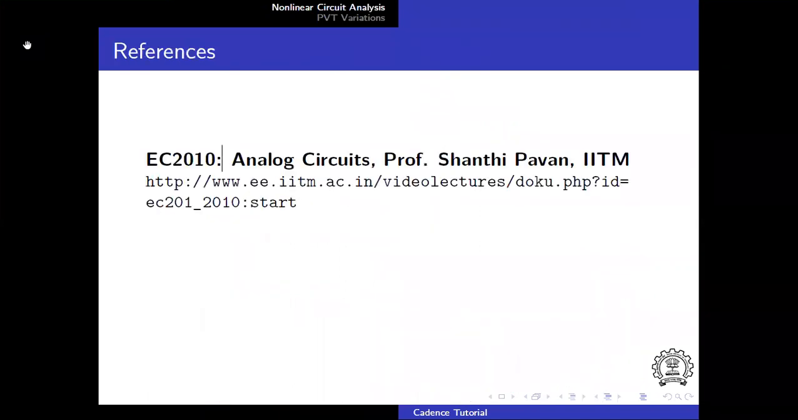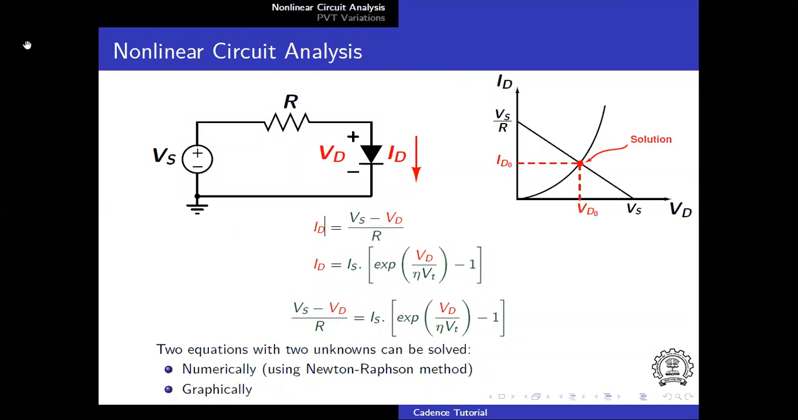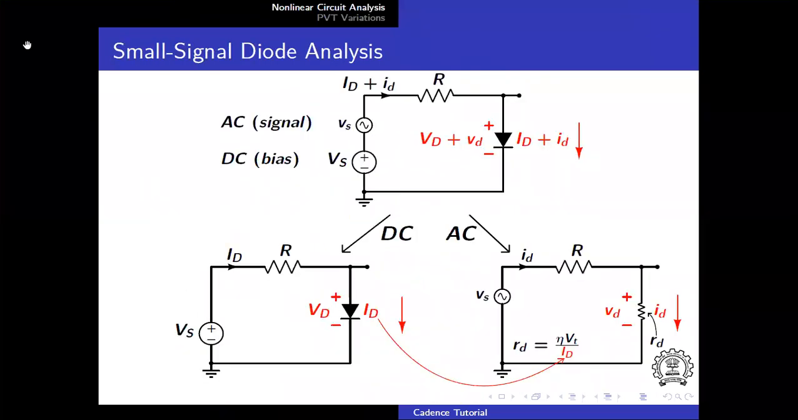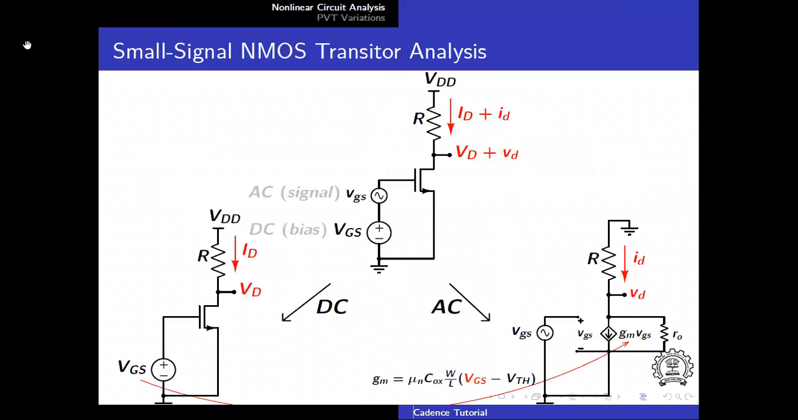Yesterday we covered some non-linear circuit analysis, especially the two-terminal devices like diodes. Today we'll start the analysis of transistors. So we have a common source amplifier as shown in this slide.